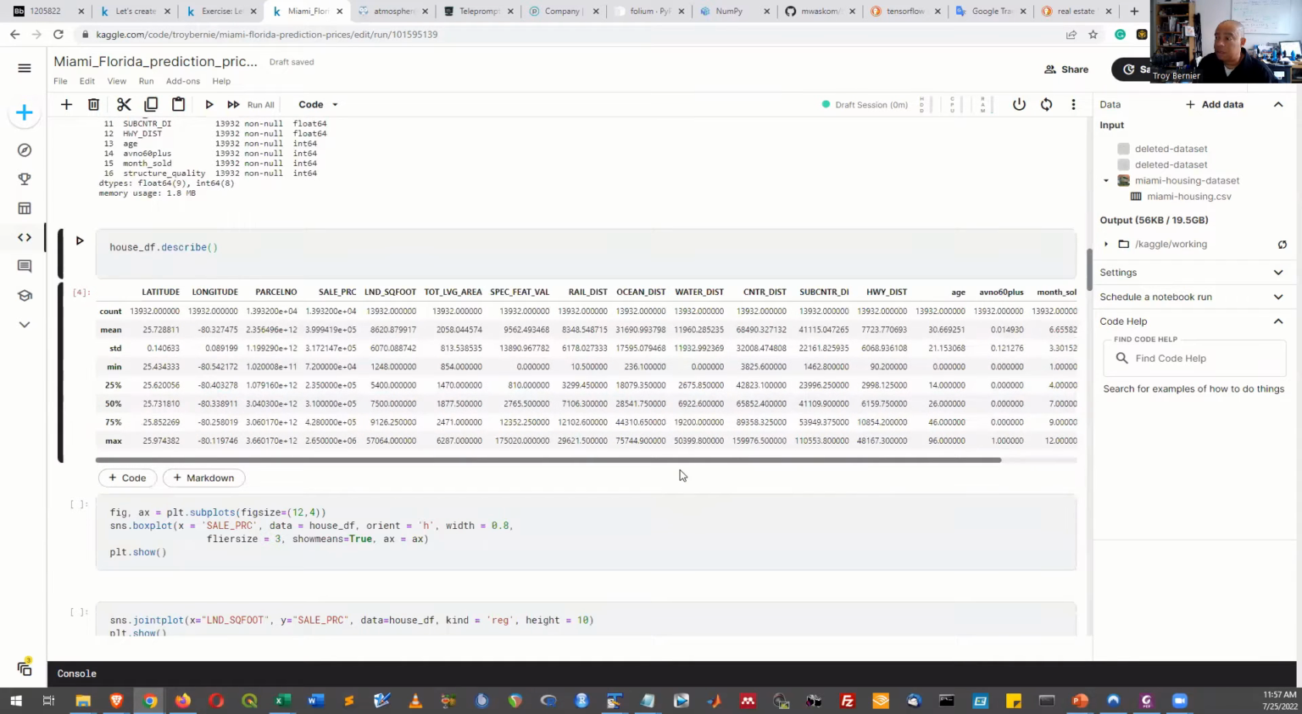And the earliest value is 0, meaning new construction, brand new. 25% of the homes that were sold were around 14 years old. Half of the homes were about 26 years old. So that gives you an idea that, at least for Miami, half of the homes in Miami are 26 years old.